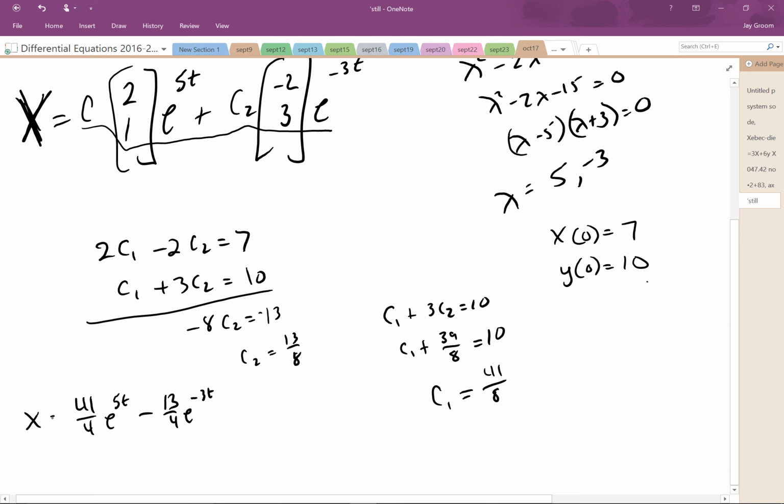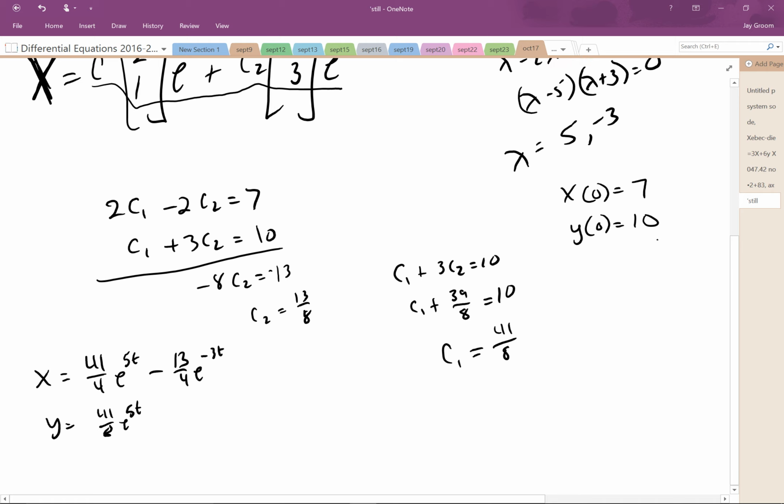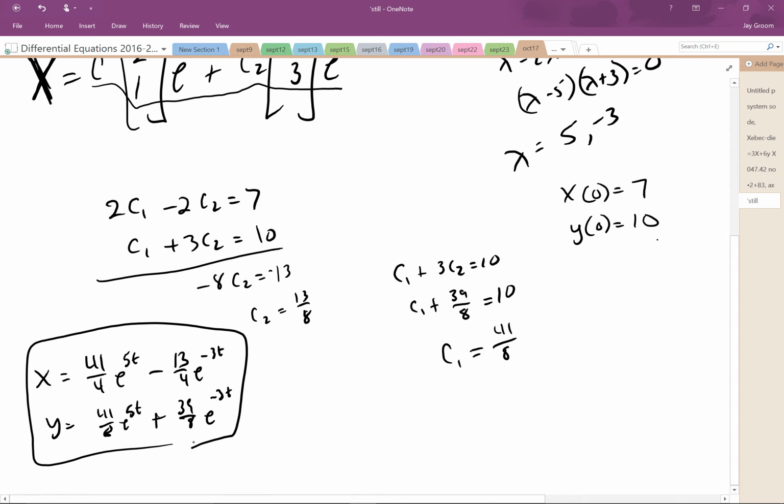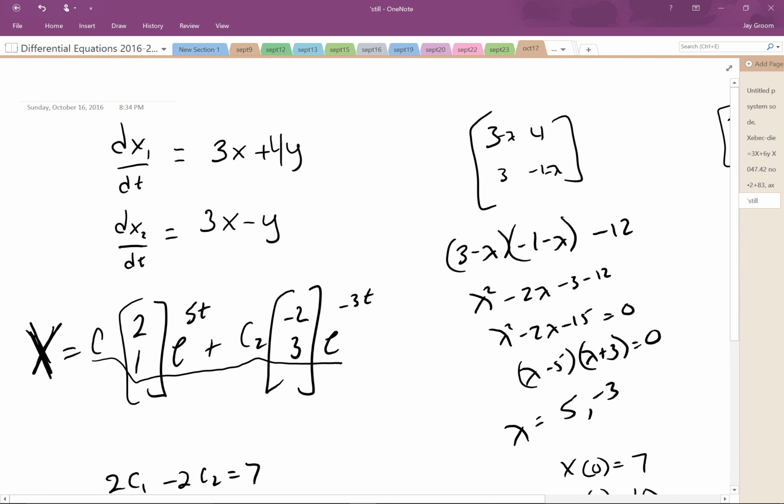And this is x, and then y is C1 times 1, which is just 41/8. Again, that's a 2-to-1 relationship, top to bottom. And then it's going to be 3 times C2, so plus 39/8 e to the -3t. And you are done, my friend.